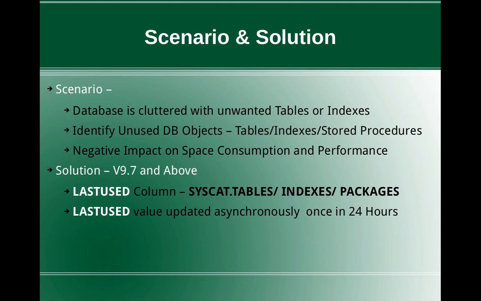If you are on DB2 version 9.7 and above, they have introduced a last used column. It's a very simple and straightforward solution. There is a last used column in the catalog tables, SYSCAT.TABLES or SYSCAT.INDEXES or SYSCAT.PACKAGES, like that. So you can just query the catalog table and look at the last used column. It is a date column. So that will tell you when that particular object was last accessed.